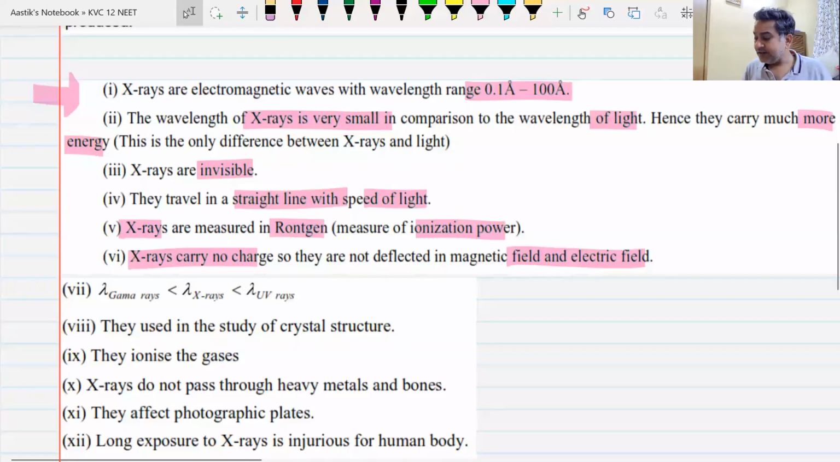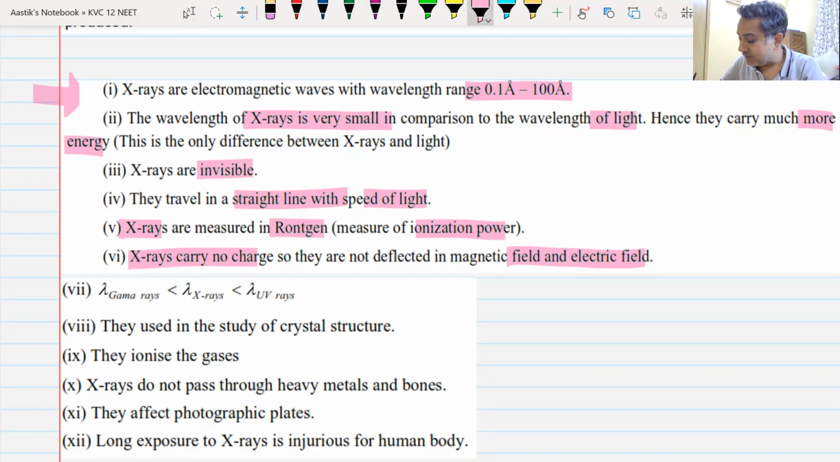Okay. The next property is with regard to the wavelength of these X-rays, and this question has come many times in your NEET. The wavelength of X-rays lies between gamma rays and UV rays. So in the electromagnetic spectrum, they lie somewhere between gamma and UV rays. They are used in the study of crystal structure. Again, one information-based question. They ionize the gas through which they pass.